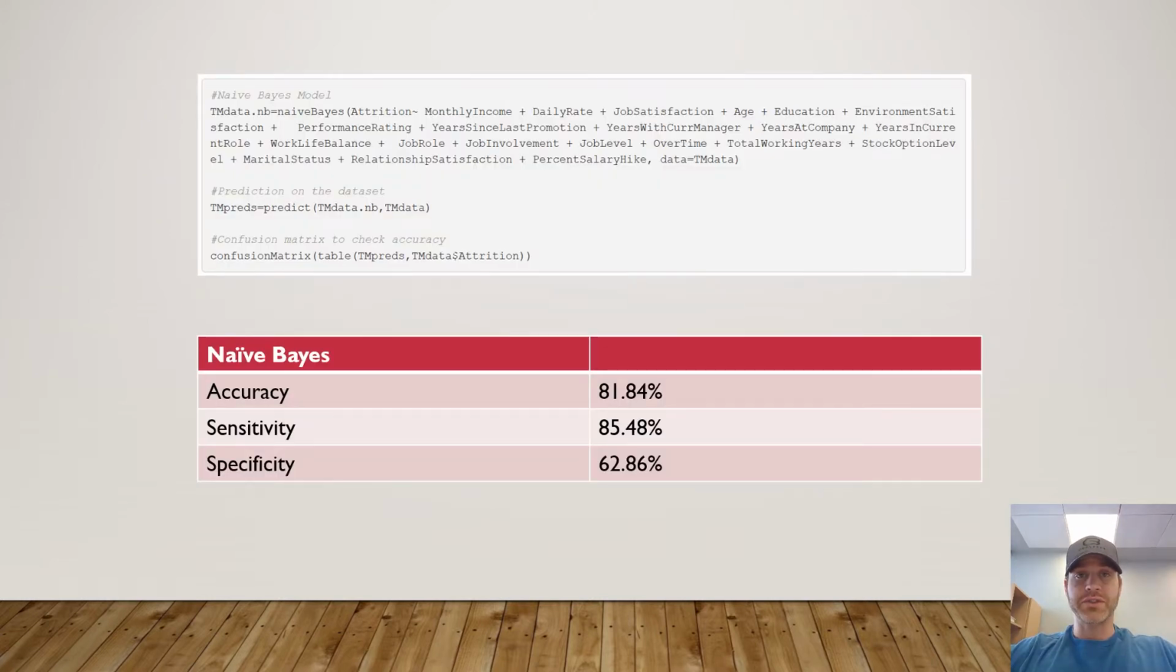For this analysis, I've selected a naive Bayes model, which is great for classification. I've selected many important variables using the random forest and some of the other visualizations that I've done in the exploratory data analysis to put together this model. And as you can see, we've met our goal that it has an accuracy of 81%, a sensitivity of 85%, and a specificity of 62%.